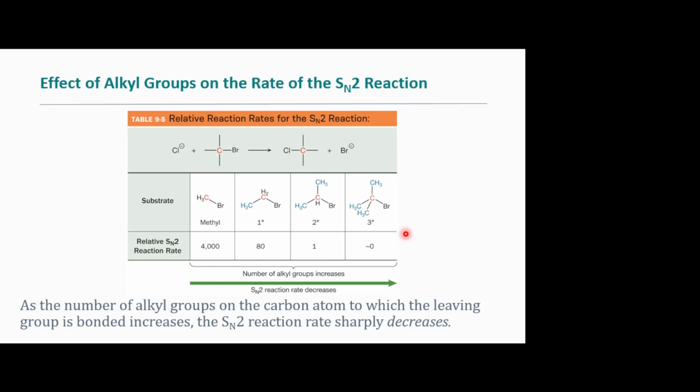Now, for relative SN2 reaction rates, a methyl, for example, would be your fastest because your attacker has easy access to the carbon. There's only hydrogens blocking it. If we look at the next one, primary, this is going to slow it down considerably because we're blocking off part of where we would attack. If we get a secondary, this is going to slow it down tremendously, because we're blocking off all but one approach to that carbon, and the attacker has to make it into that one approach.